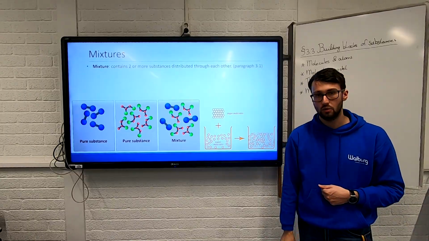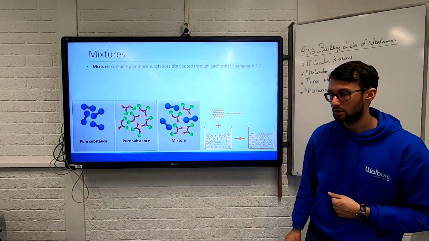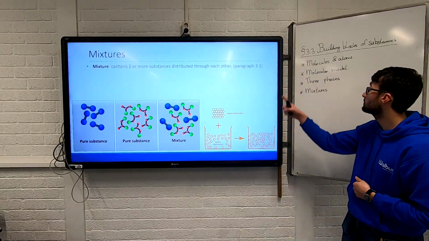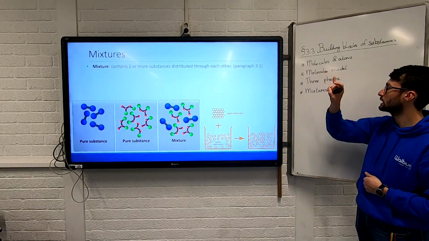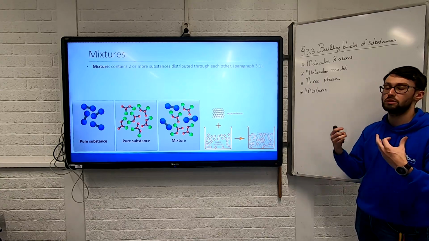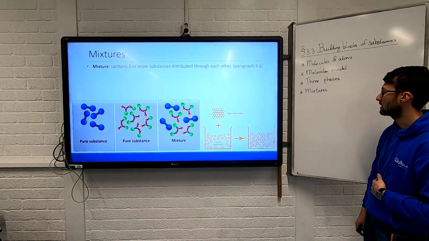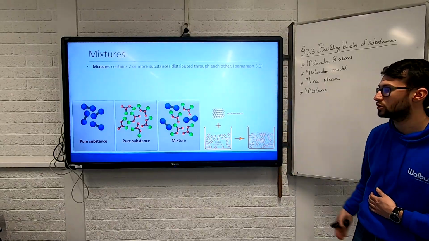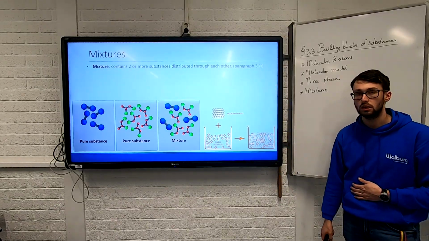So that was also the finishing part of this course of 3.3. We talked about molecules and atoms, the molecular model, the three phases in which a substance can exist, and finally, what do mixtures look like on the molecular level?